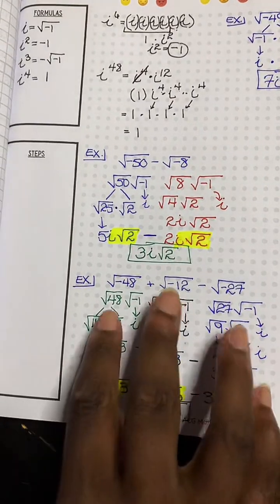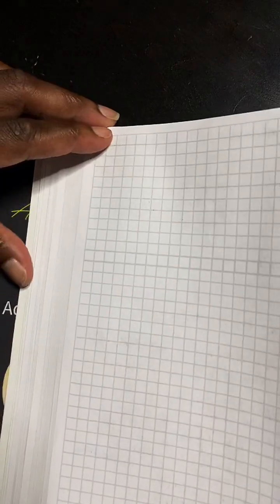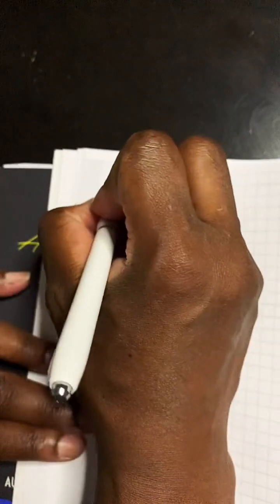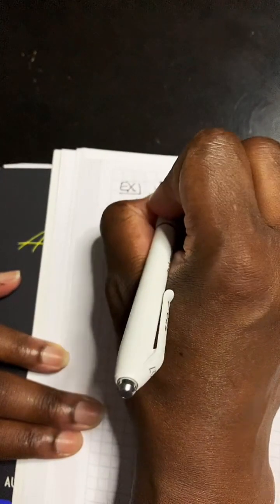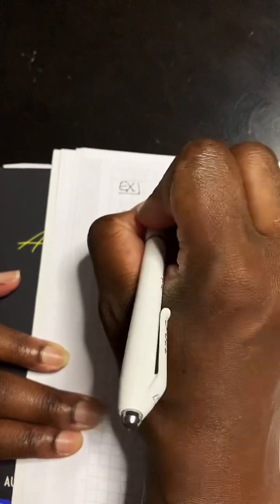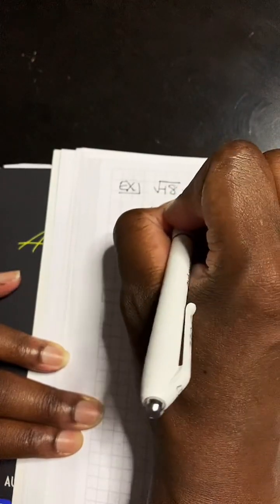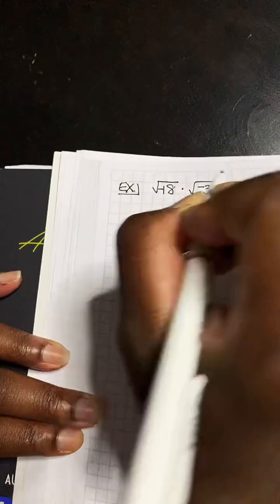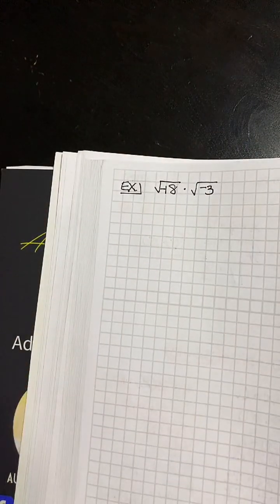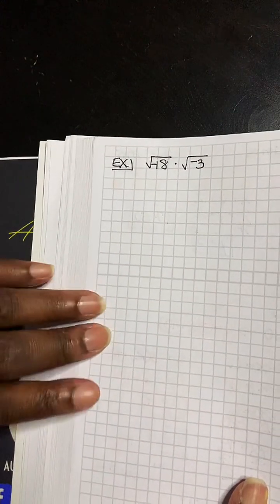All right, so we did adding, we did subtracting. Now let's take a little gander at multiplication. So we have the square root of negative 18 times the square root of negative 3.